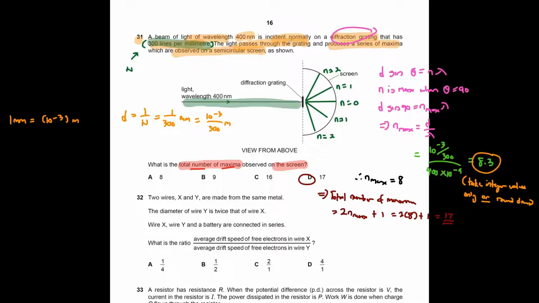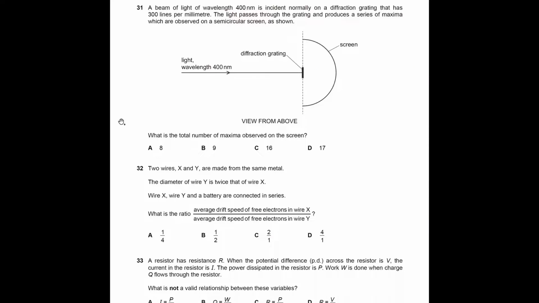So why is it multiplied with 2n max? Is because on either side of your central maxima, you have the order numbers repeating themselves, right? It repeats themselves twice because there's 1 on each side of your center maxima. And then after that, why is there plus 1 here? It's because you need to take into account the central maxima. Okay, so that's for question 31. Then we move on to question 32. So let me clear this thing off.